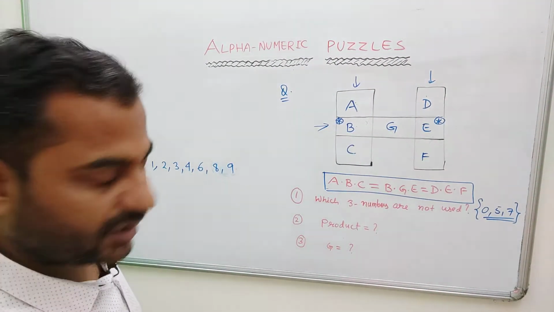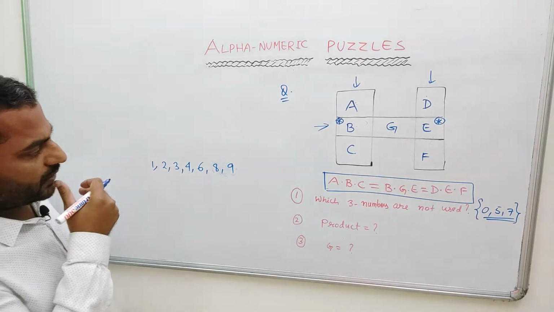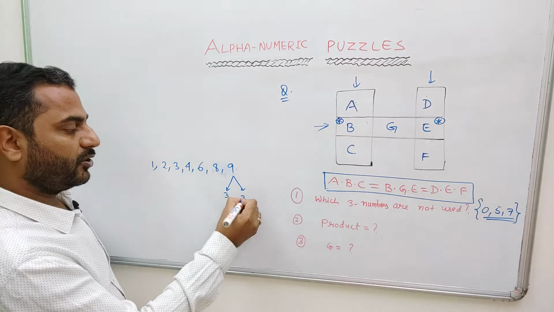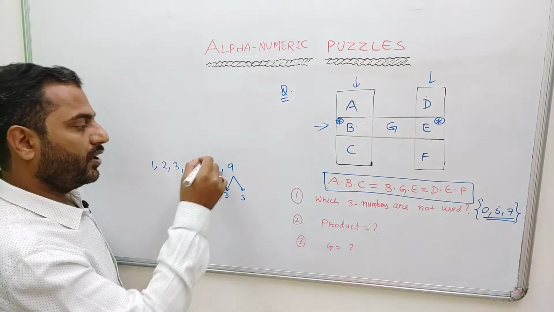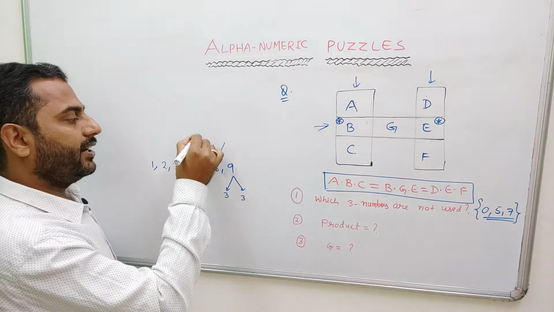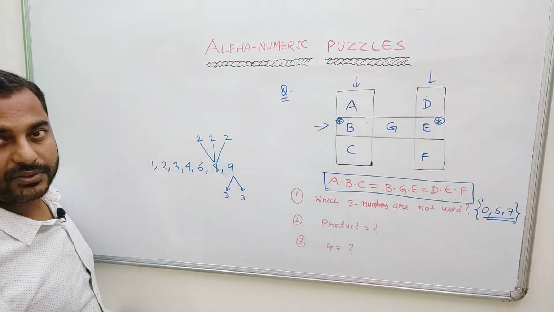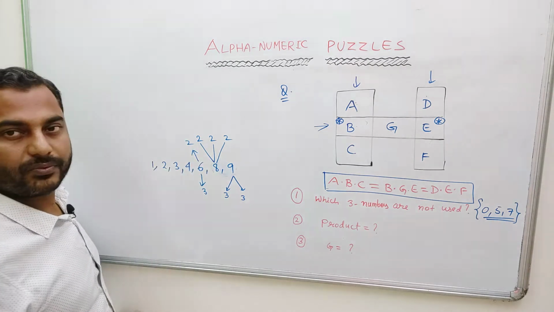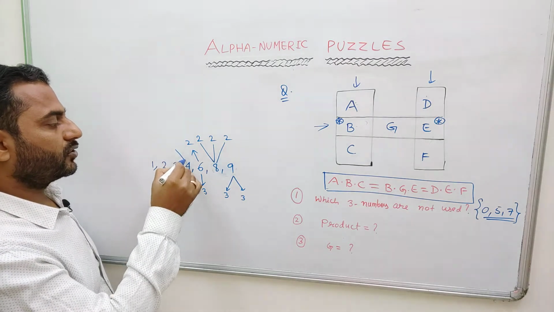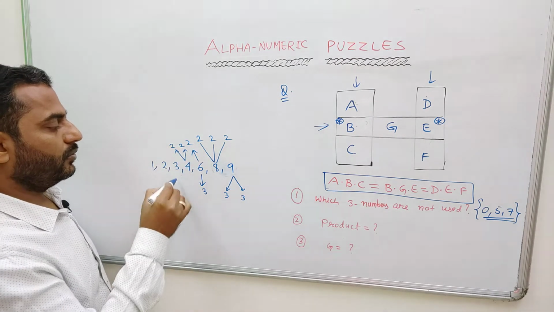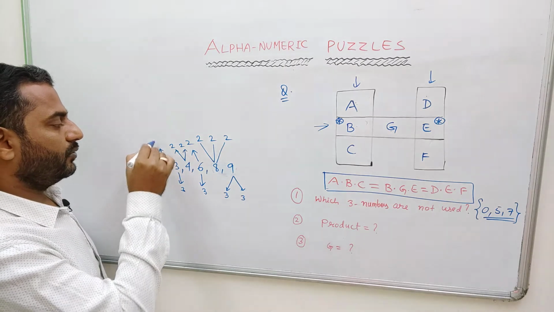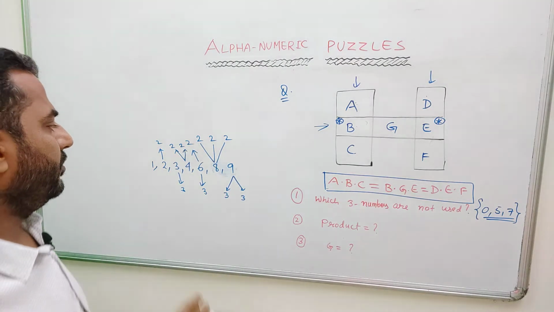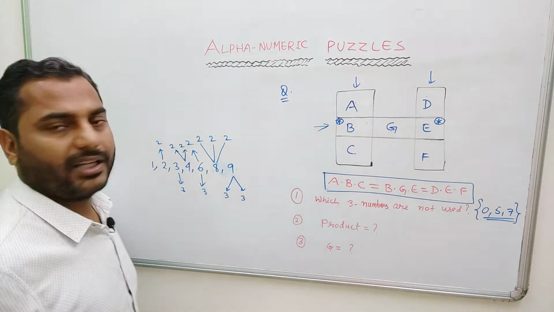Again, I will not start in a random manner. Rather, we will focus on these numbers. Let us focus on 9 for example. 9 is nothing but 3 into 3, so 9 has two 3s. 8 has 2, 2 and 2 in it, three 2s. 6 is 3 into 2. 4 will have 2 and 2. 3 will have only 3, 2 will have only 2, and 1 is not important here. We will place 1 wherever there is an empty space.